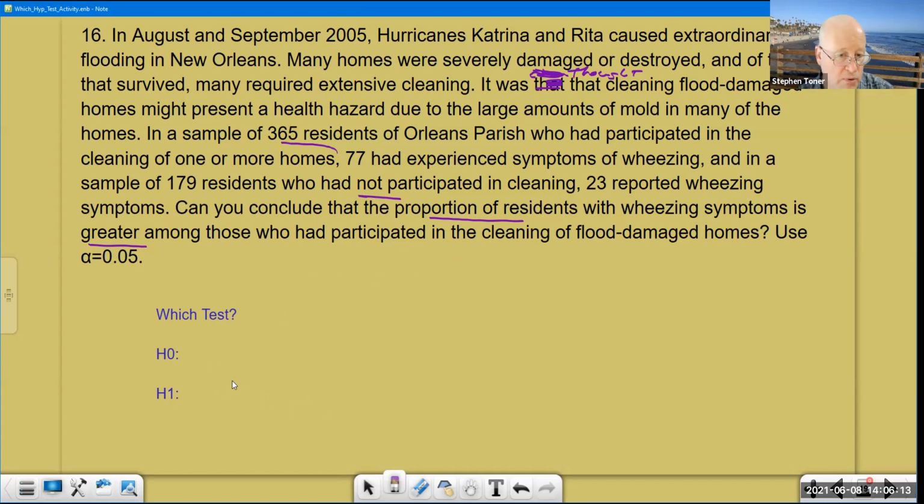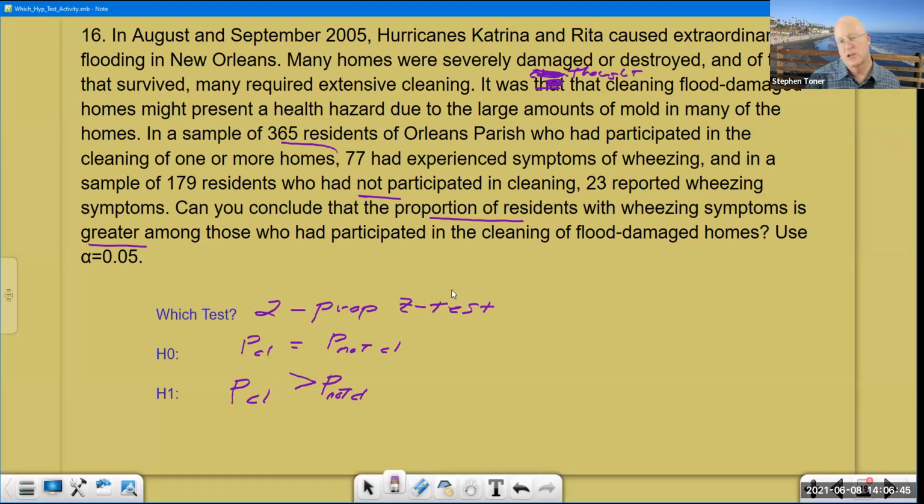Okay, proportion, and I'll use CL for cleaning, was greater than the proportion of not cleaning. Okay, so proportion CL equals proportion not CL, and we have a 2 proportion Z test that we are looking at here.